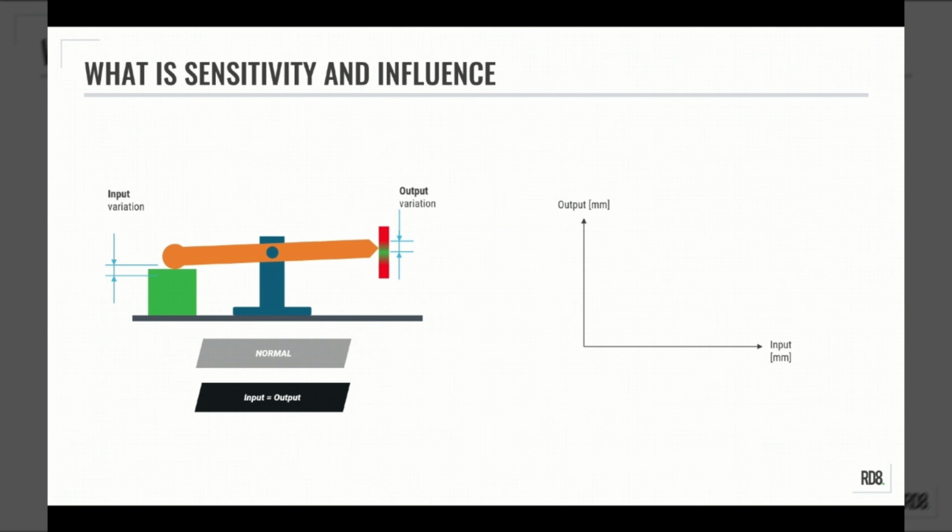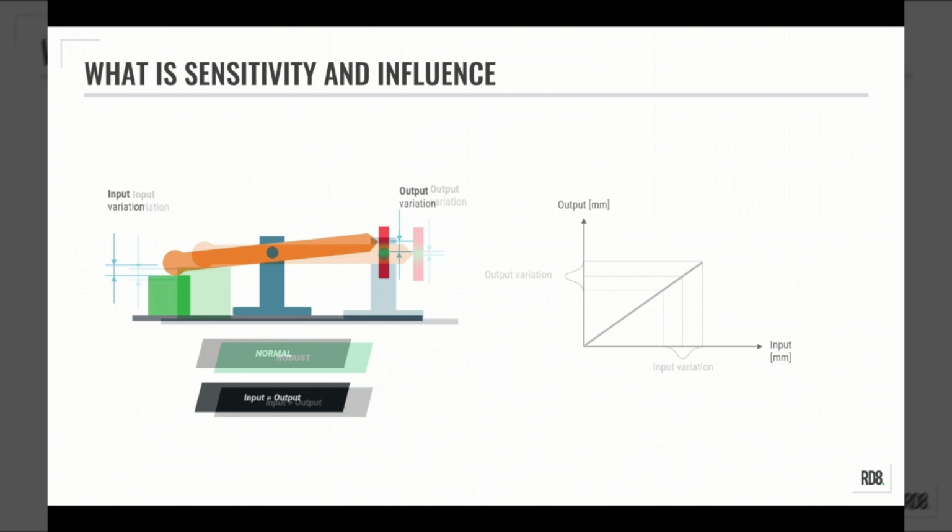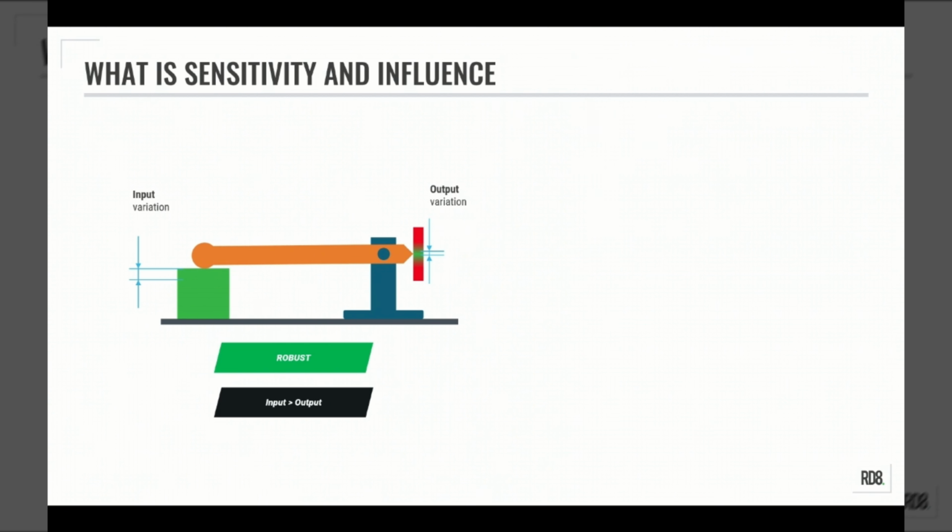In a neutral design, the output responds directly to the input. If the input increases, the output increases proportionally, assuming the relationship between them is linear. This means any variation in the input is fully transferred to the output. But now, let's consider a robust design.